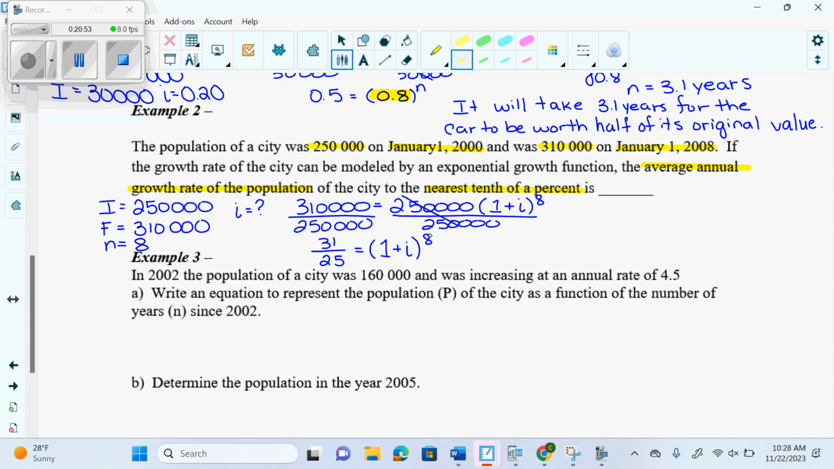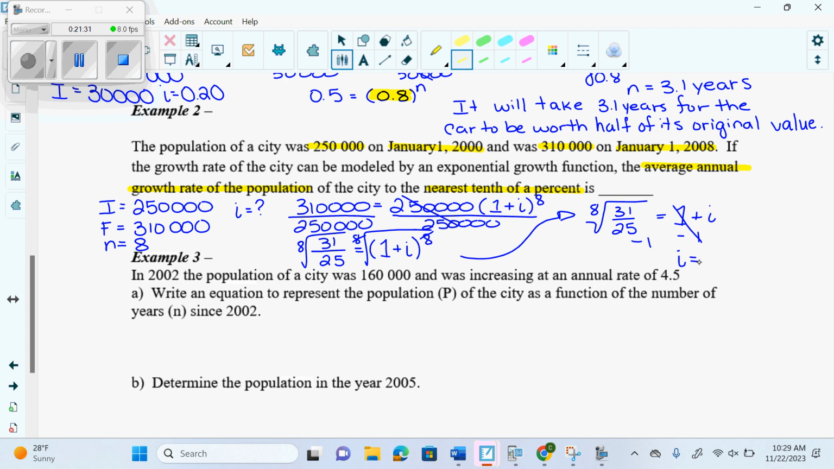Now I'm never going to do decimals. I'm going to keep all my stuff because I can only round at the very last step. How do I get rid of an 8? Now some people are like, I have to convert to a log. Is the variable in the exponent? No, you do not have to convert to a log. Actually, do not convert to a log. You have to take the 8th root of both sides, and I leave it like that. I don't even turn it to a decimal. I write the 8th root of it. So now I have the 8th root of 31 over 25 equals 1 plus i. And then what do I have to do? Subtract 1. And i equals something.